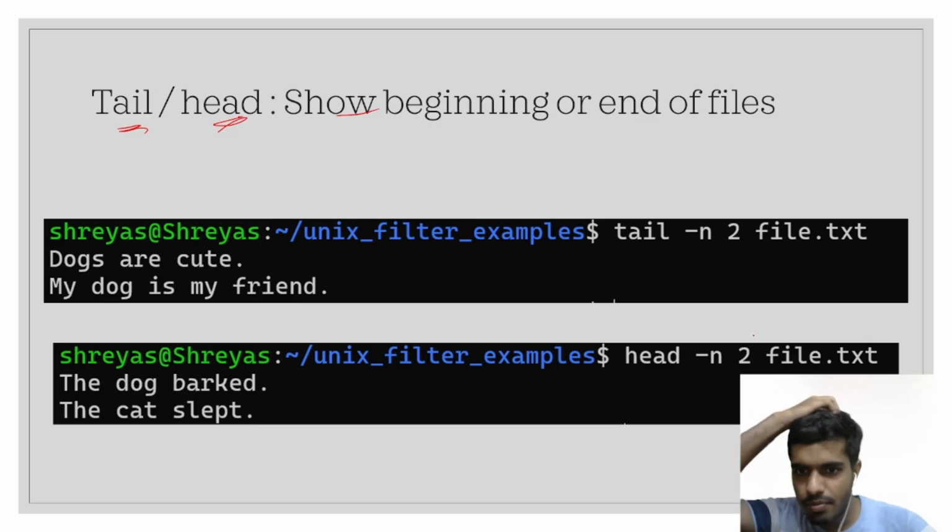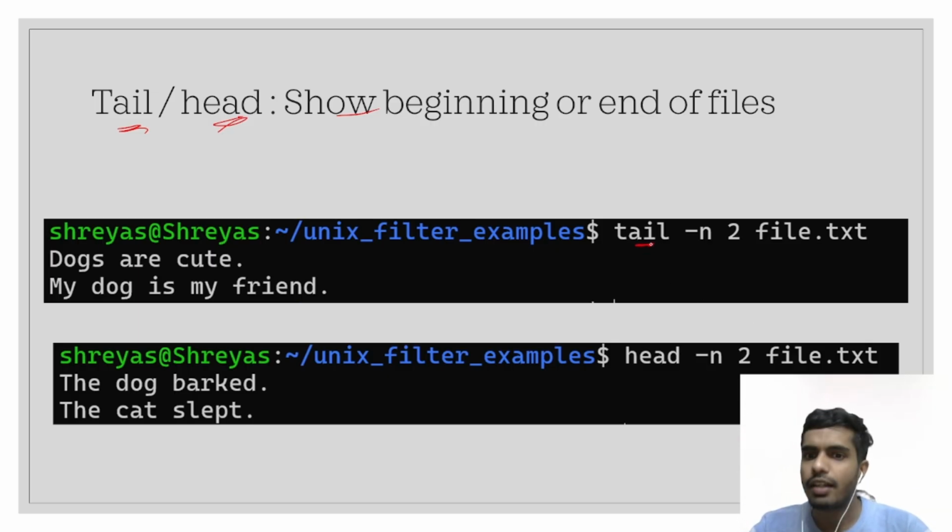We can see in the example that at first we are using the tail command, and we are using -n and 2. So it is telling, hey, give me the bottom two lines of data from the file.txt. So we got the bottom two sentences, which are dogs are cute and my dog is my friend. And if we use the head and we say, hey, give me the top two lines from the file.txt. Top two means in terms of order, right? So we got the two sentences which are at the top, which were the dog barked and the cat slapped.